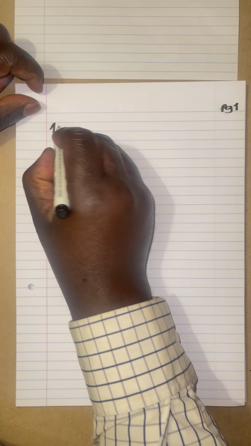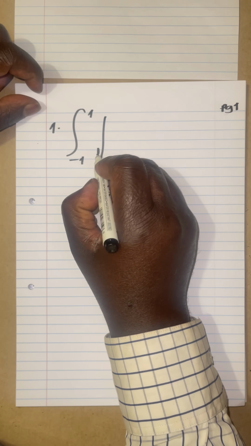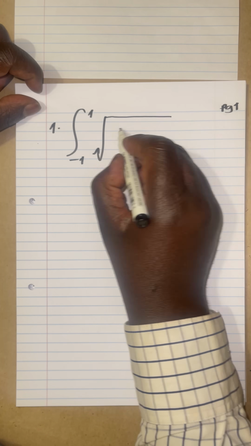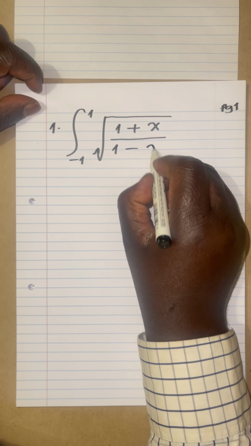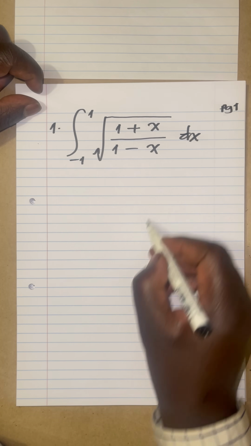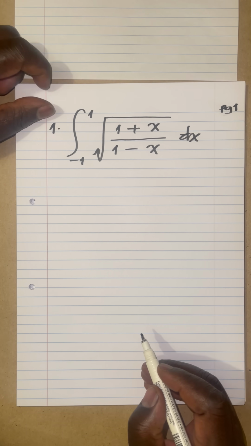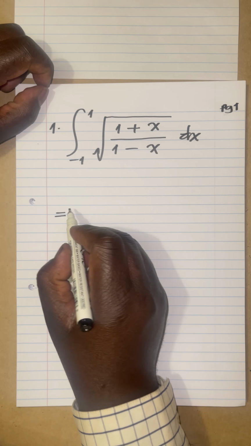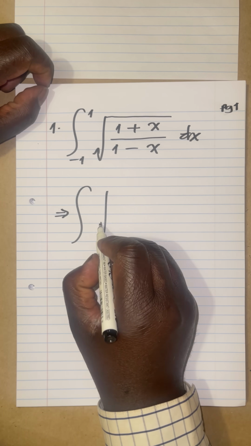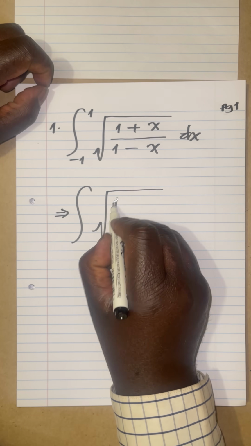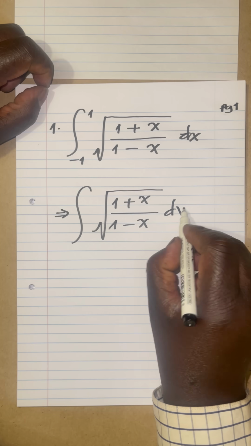Our first integral is the integral, a definite one, from -1 up to 1 of the square root of (1 plus x) all over (1 minus x) dx. We ignore the limits of integration first. We will come back and use them at the end. So this basically implies we are dealing now with the indefinite integral of the square root of (1 plus x) all over (1 minus x) dx.